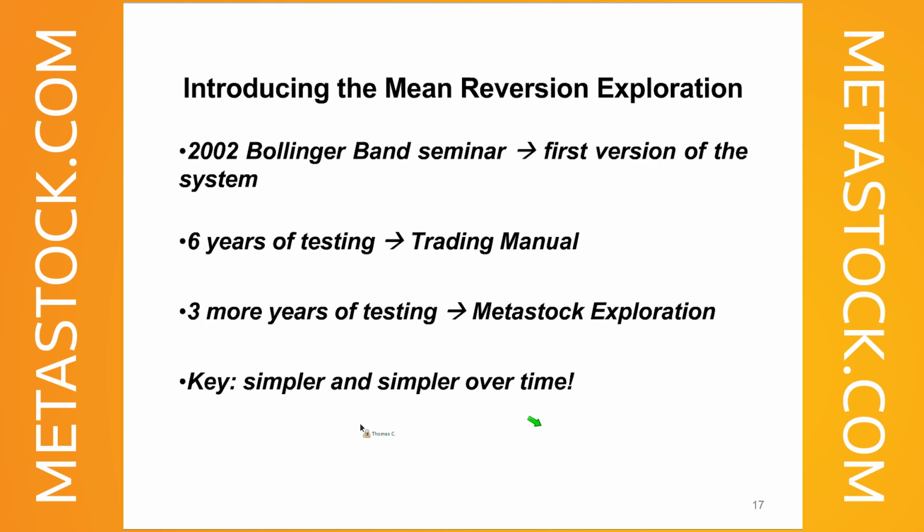So let's look at a different system now. This is one of the explorations that you have in the add-on package. It's a long-short exploration, so the one click of the mouse will give you both long and short candidates. This is a system I call the mean reversion system.